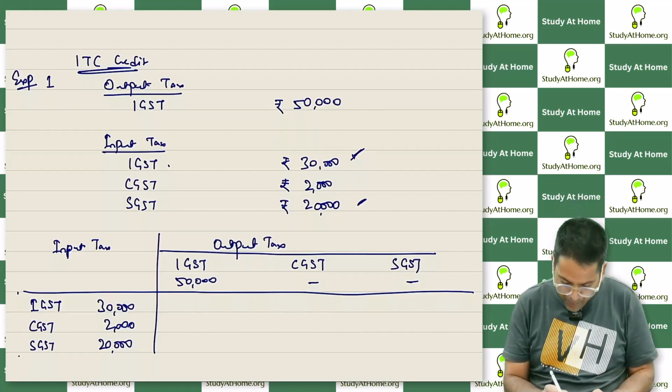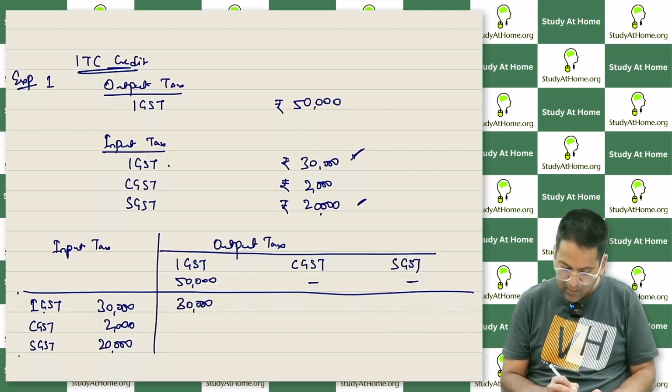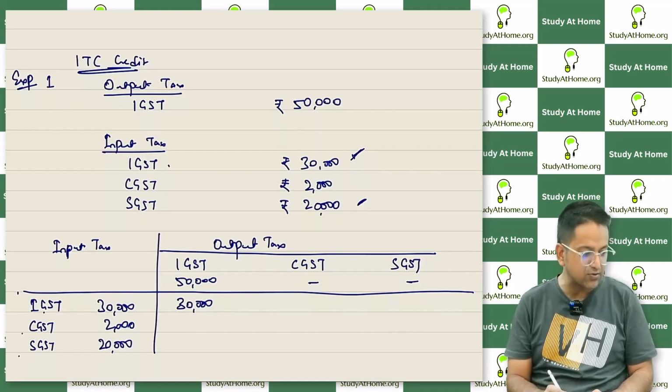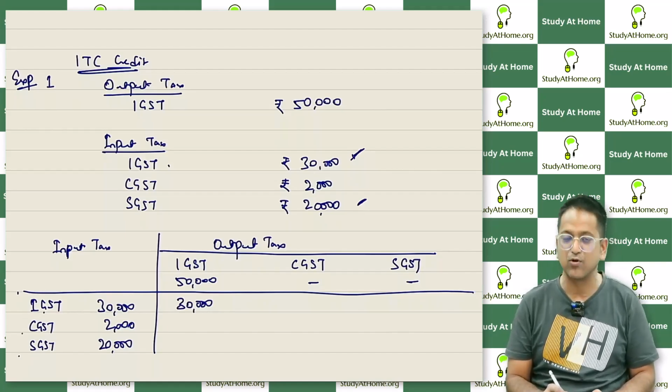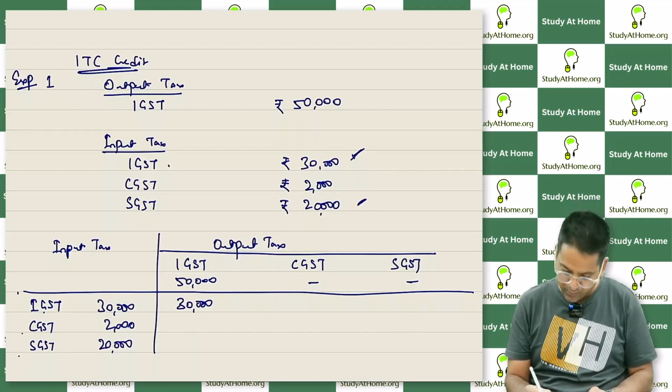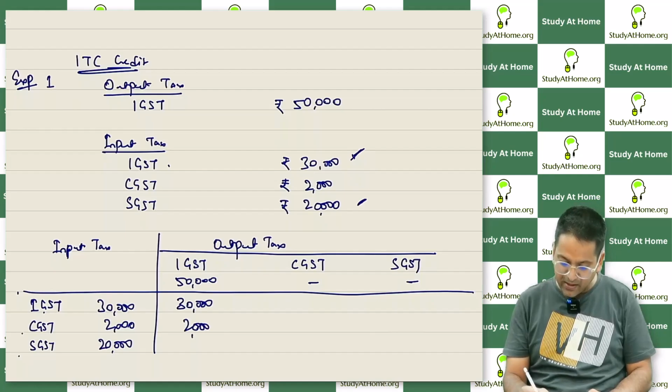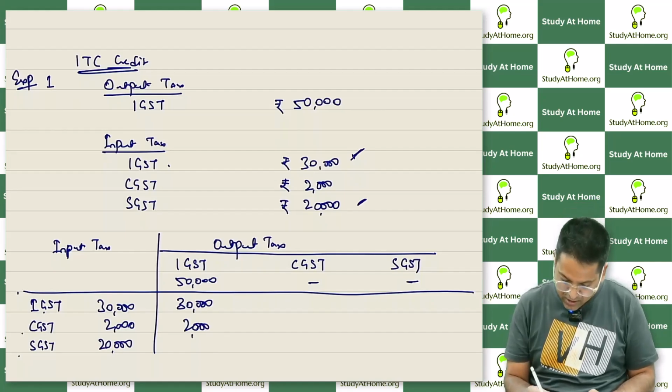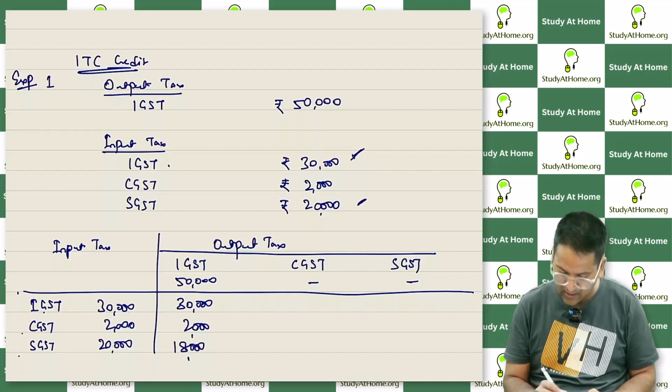Okay. We need to finish the IGST first. Finish it from here. 30,000 rupees gone. Then this CGST comes in second place, so this will be finished next. Right? So we will write 2,000 rupees here. Now how much is left? 32,000 rupees done. 18,000 rupees more needed. So we will deduct 18,000 from SGST here.